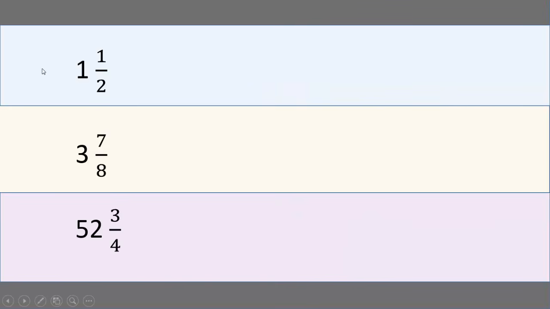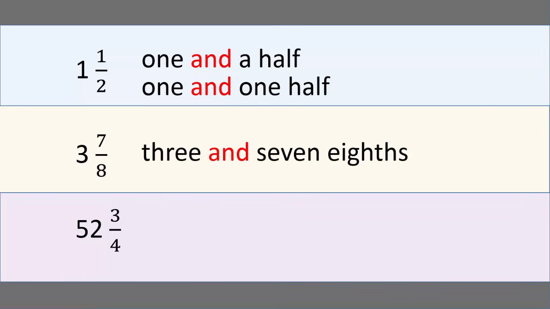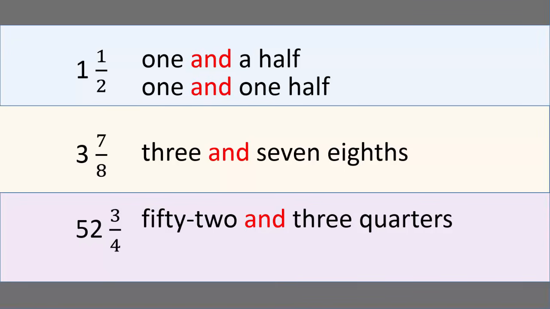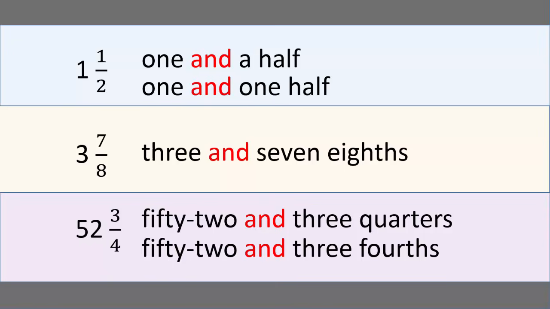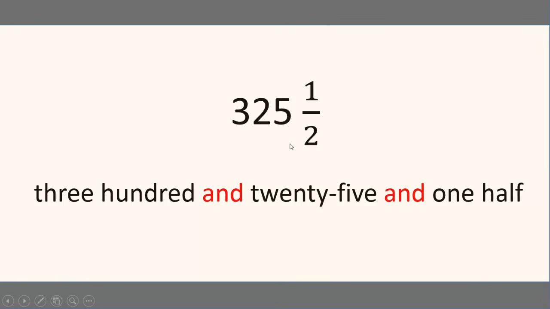The next one, when you have a whole number and a fraction, you have to say "and" in between. So you would say 1 and 1/2, 3 and 7/8, 52 and 3/4. This one here, you actually say "and" 2 times, once between the hundreds and tens and once after the fraction. So this would be 325 and 1/2.